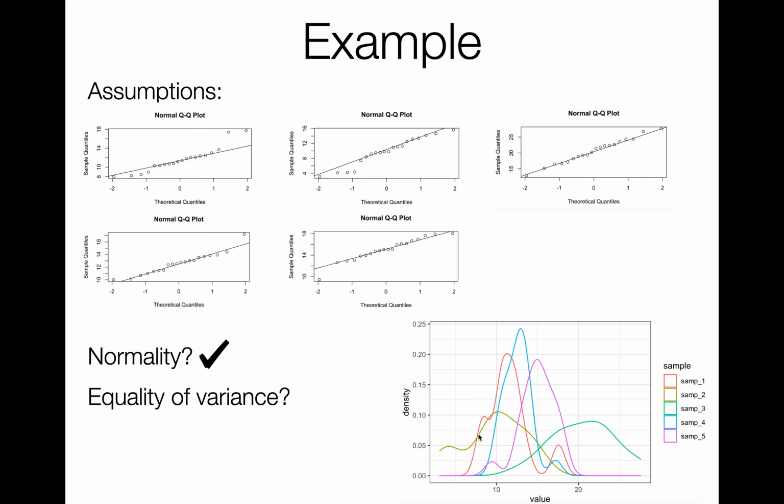There are only 20 points to make these plots, and so it's going to be a little odd. The density plots look a little weird. Some of them have multiple modes, so on and so forth. But you'll see that they do have slightly different shapes. But we're going to still assume equality of variance.